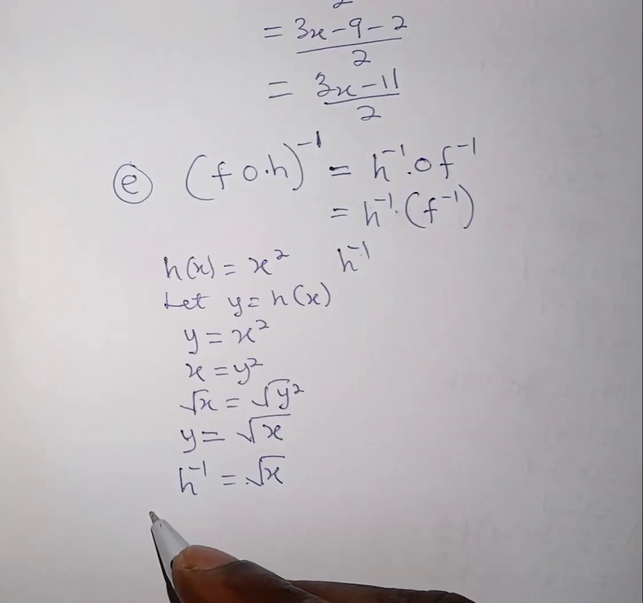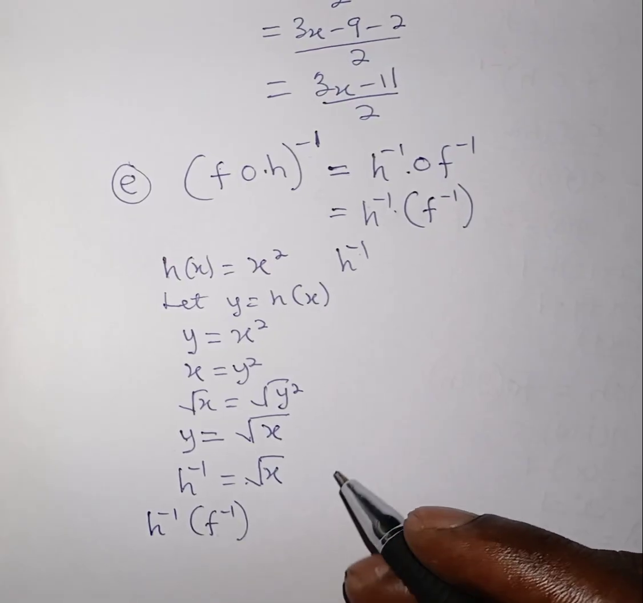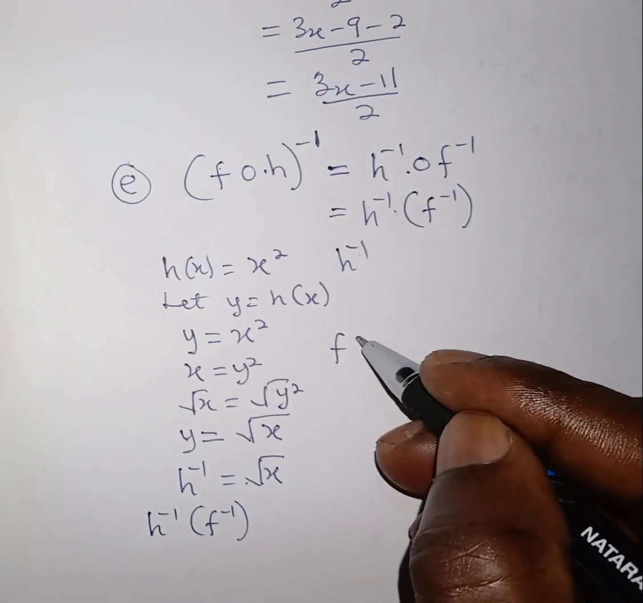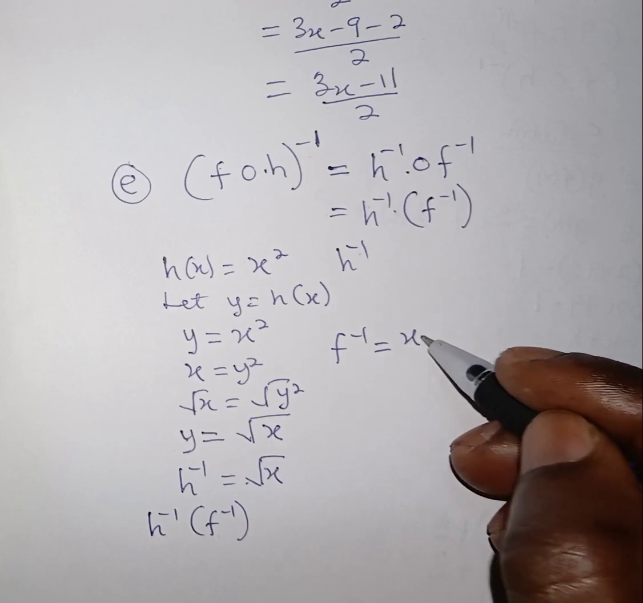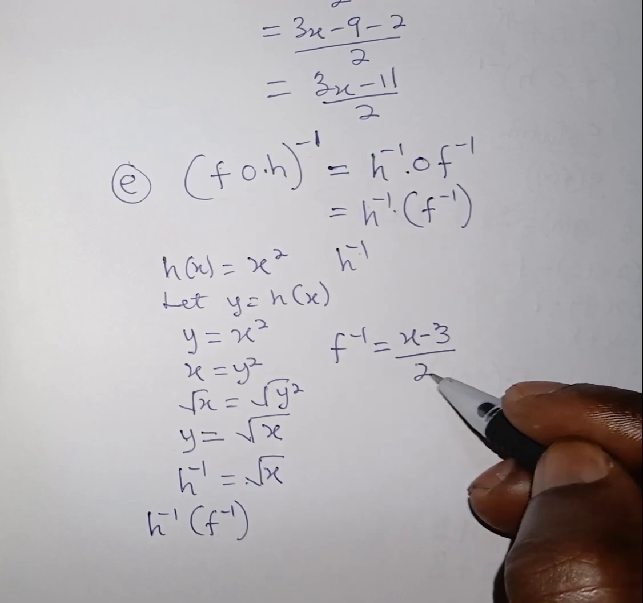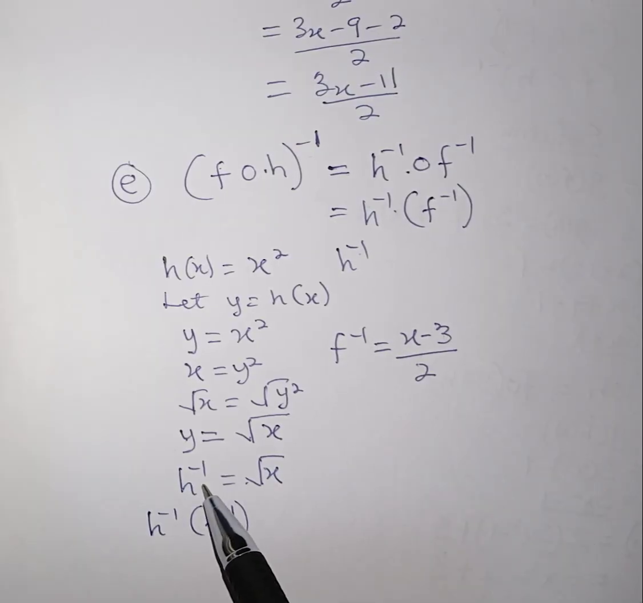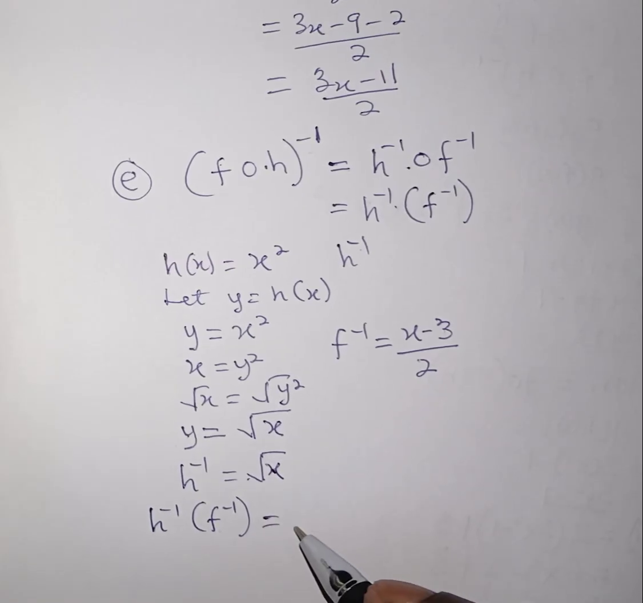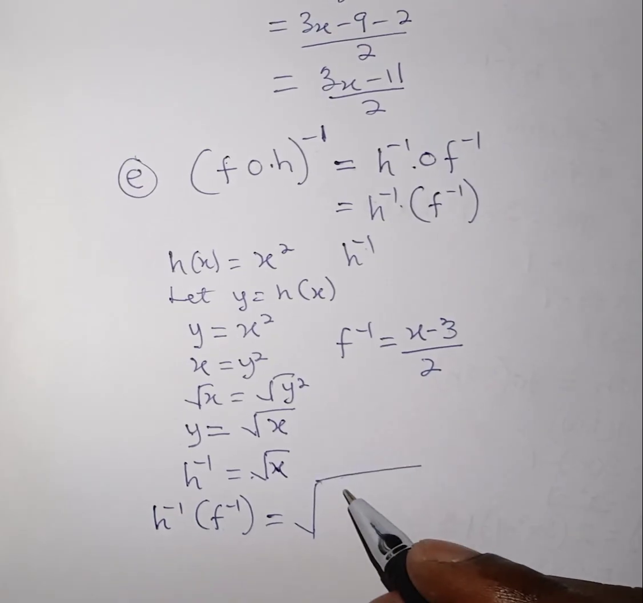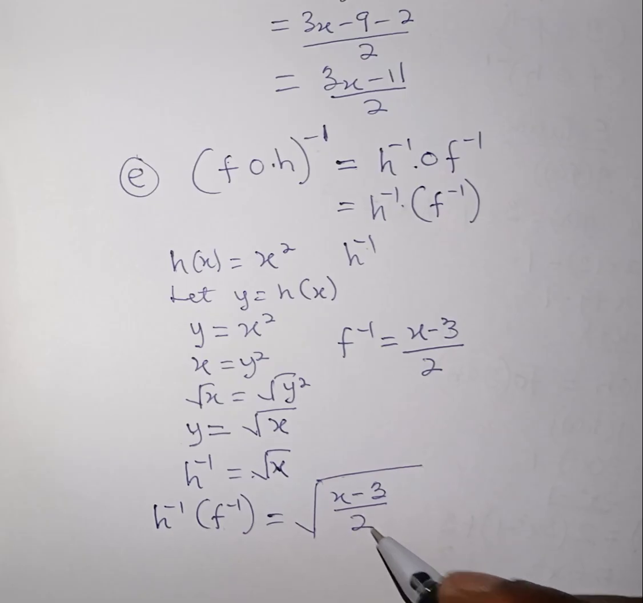So we know that this is what we are going to look at. But what is our f inverse? Our f inverse is giving us x minus 3 divided by 2. So it means I'm going to substitute this f inverse into this h inverse wherever I see x. If that is the case, then I'm going to write the square root of x minus 3 all divided by 2.